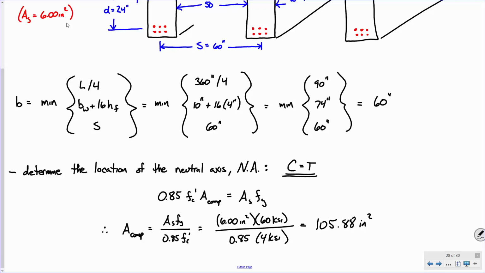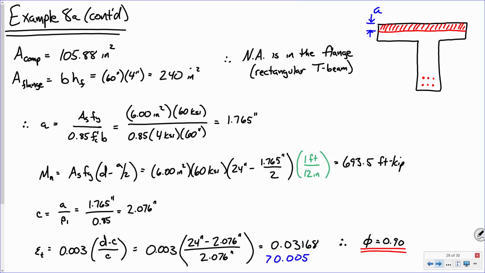Now, that's how much we have to have in compression. The flange, just the width times the thickness of this rectangular portion up here, its area is like 240 square inches. So because of that, the stress block looks something about like that, and we are dealing with a rectangular T-beam. This problem is analyzed no differently than the stuff we've done before.